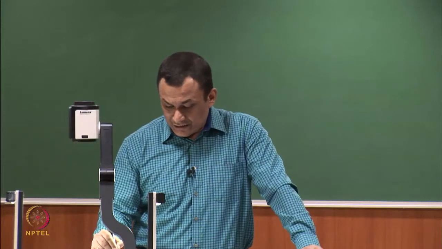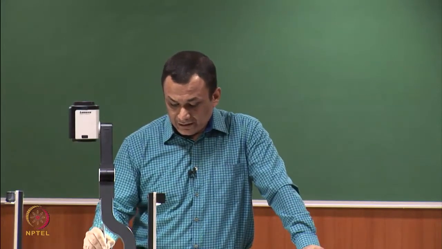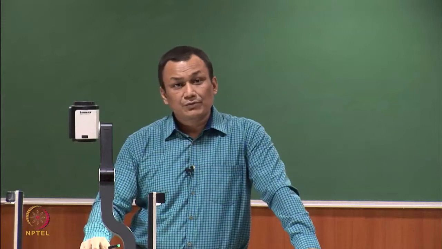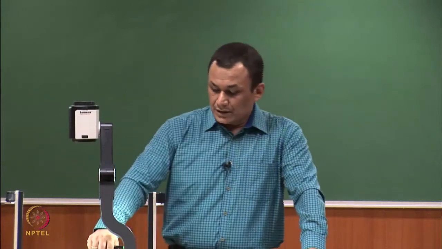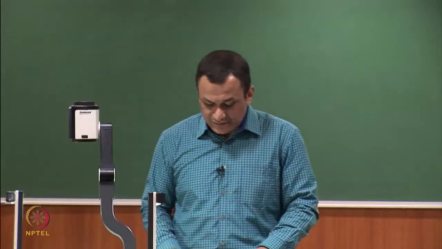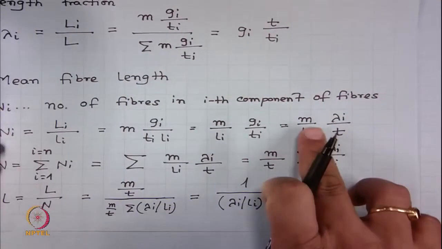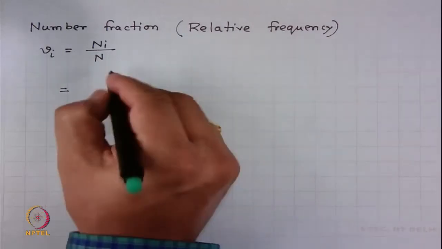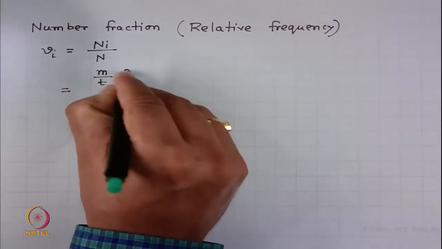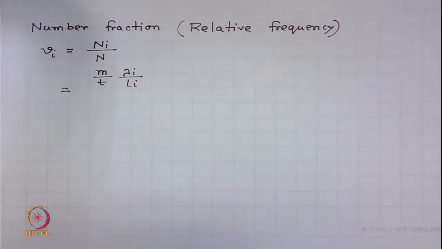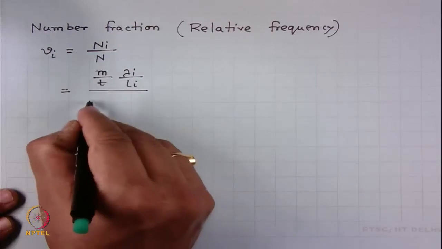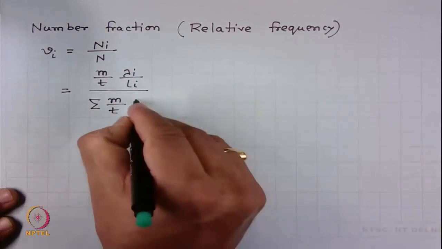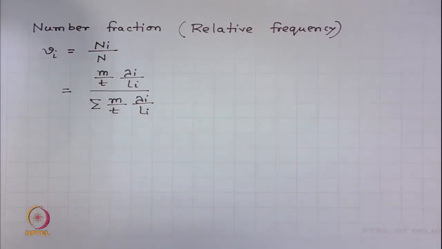This number fraction, we can use a symbol nu_i is equal to n_i by N, number of fibers of ith component divided by total number of fibers in the blend, that is number fraction by definition. Now, what is n_i? n_i we have derived here: m by t, lambda_i by L_i, we write it here, m by t lambda_i by L_i, and what is N? N is summation n_i, so summation m by t lambda_i by L_i.